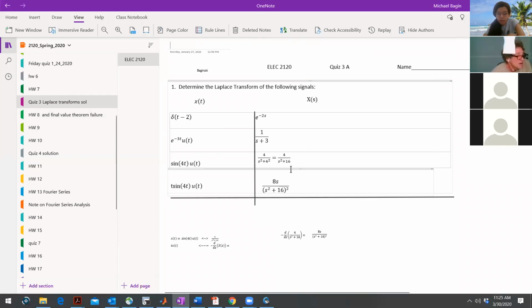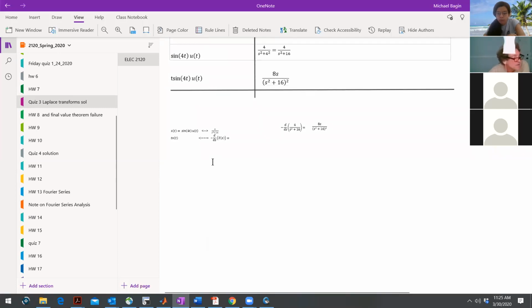Yes. Now, the two functions that always have an S squared plus omega squared in them are either the sine of omega naught t, which is always omega naught over S squared plus omega naught squared, right? Or the cosine of omega naught t. And cosine is always going to be what? It would be S over S squared plus omega naught squared. Right.